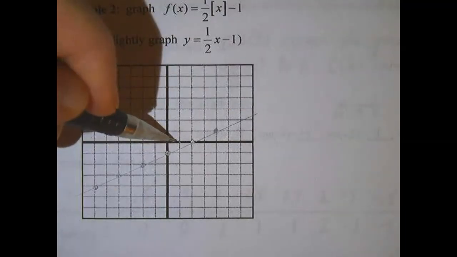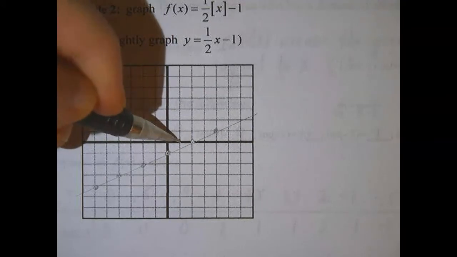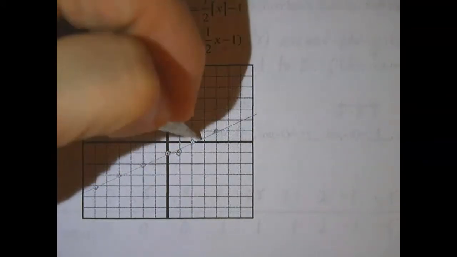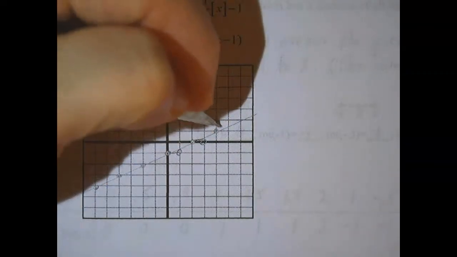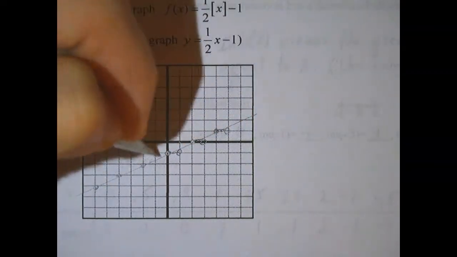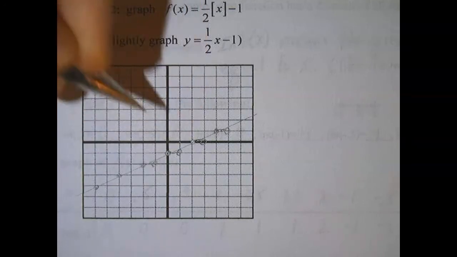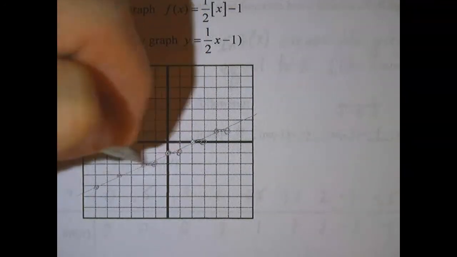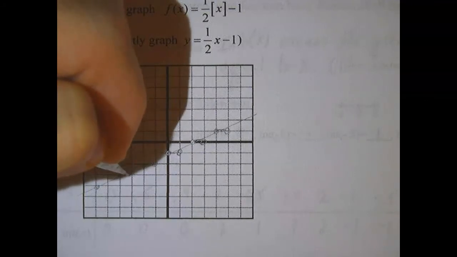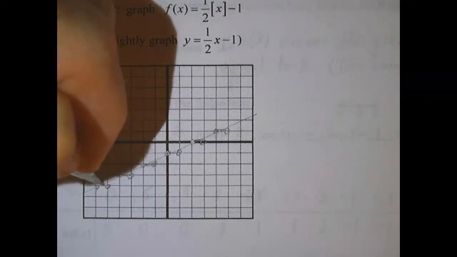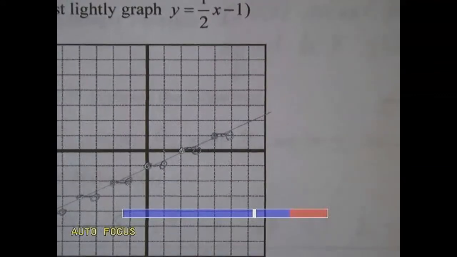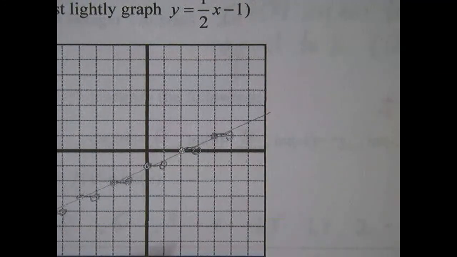So if this is 1, the step is going to have a hole right there, and a hole right there, a hole right there, and a hole right there. A hole right there, a hole right there. We're not quite done because we can't leave it like that because there's too many gaps in it. So we just have to fill in the other points.